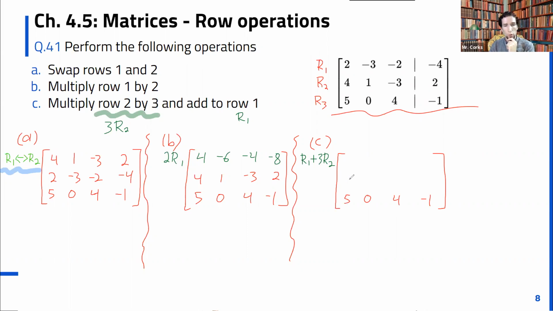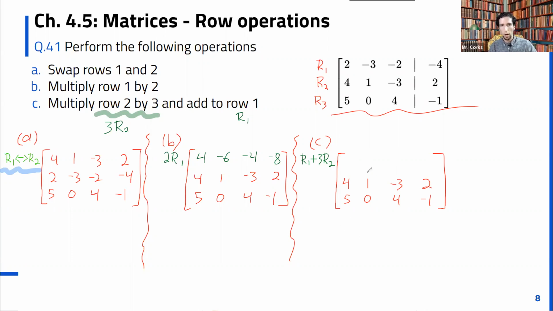What about row 2 here? Is it going to be the same from our original matrix, or is it changing? The same. It's the same. We're not doing anything to row 2 here. We are using row 2 to change something else, but row 2 itself is not changing. Okay, so our actual operation, row 1 plus 3 row 2.